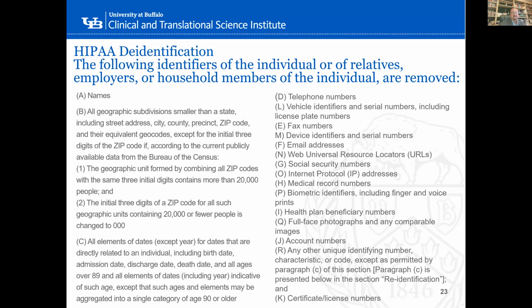All telephone numbers, vehicle identifiers, serial numbers, including license plate numbers, fax numbers, device IDs, email addresses, URIs, social security numbers, IP addresses, medical record numbers, biometric identifiers, including finger and voice prints, now face features as well, health plan beneficiary numbers, full face photographs and any comparable images, account numbers, any other unique identifying number, characteristic, or code except as permitted by paragraph C of this section, and certificate or license numbers can't be in there.